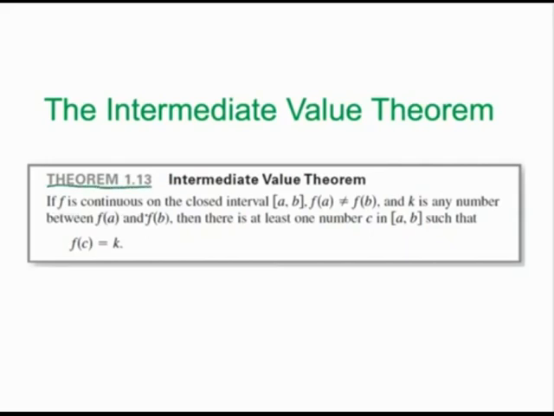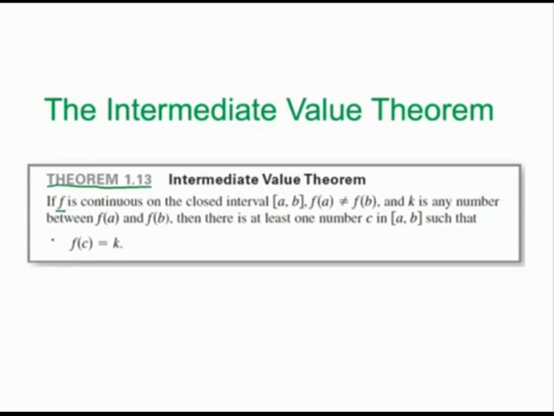If f is continuous on the closed interval AB, f of A is not equal to f of B, and k is any number between f of A and f of B, then there exists at least one number C in the closed interval AB such that f of C equals k. So in the scenario that I just showed you, f was just the function that described the driving path that we took.